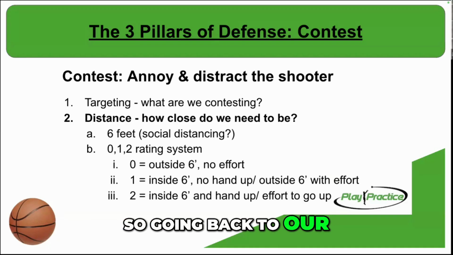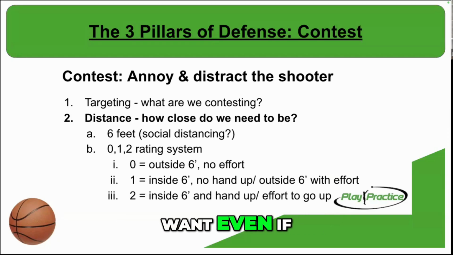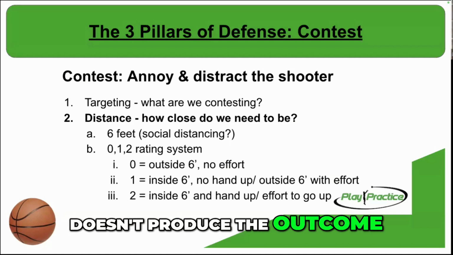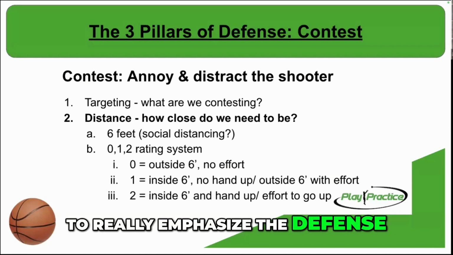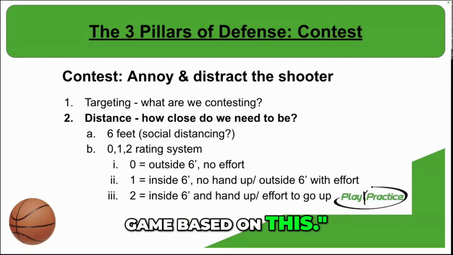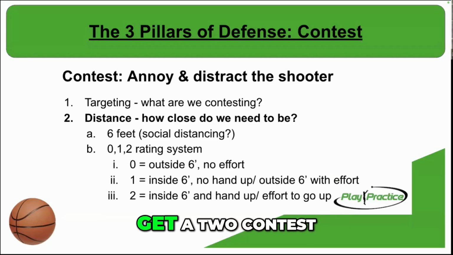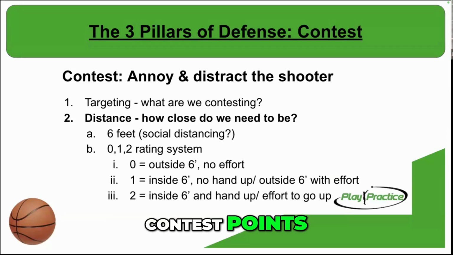So going back to our tag point and trying to reward or tweak our knobs and dials, I described it as giving them a higher incentive to do the behavior we want, even if it doesn't produce the outcome yet that they want to see, right? This is a way to really emphasize the defense. We're looking for level two ratings and we're scoring this game based on this. So Johnny got a 2, Jimmy got a 1, that was a 0. We're playing to 5. Somebody else needs to get a 2 contest. Got it. Game over. We scored 5 defensive contest points.